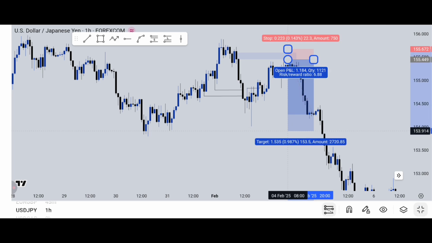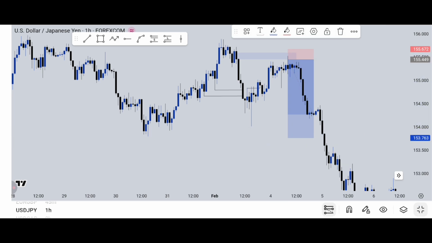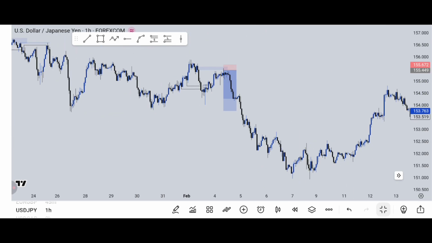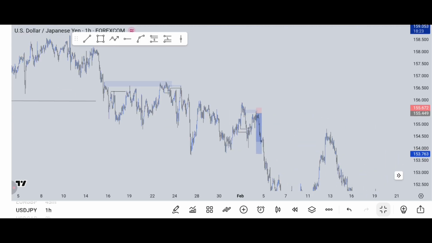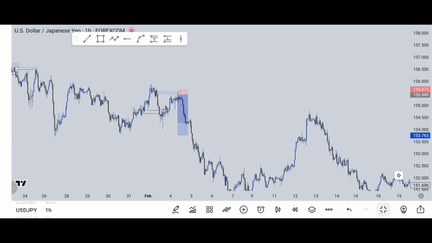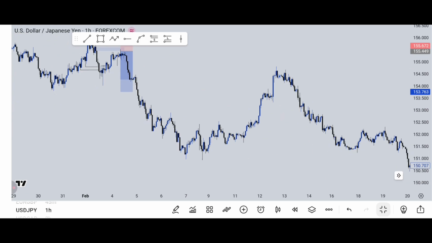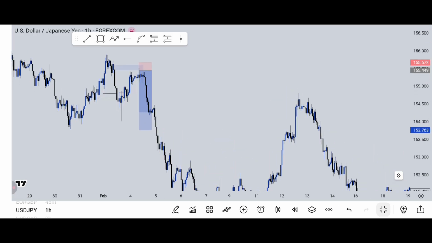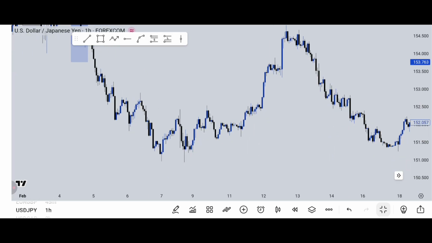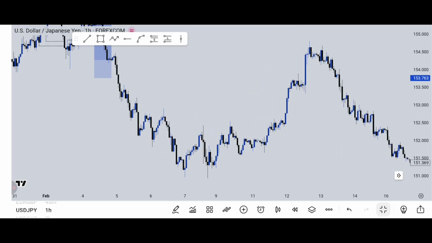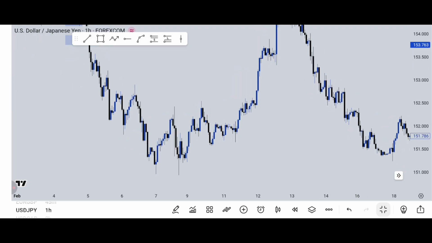Or you can target the overall low, depending on your choice. So we've seen our first entry. This is just how you keep picking your entries with this double breakout structure until we're done with this selling phase, and then we'll start looking for buy opportunities.